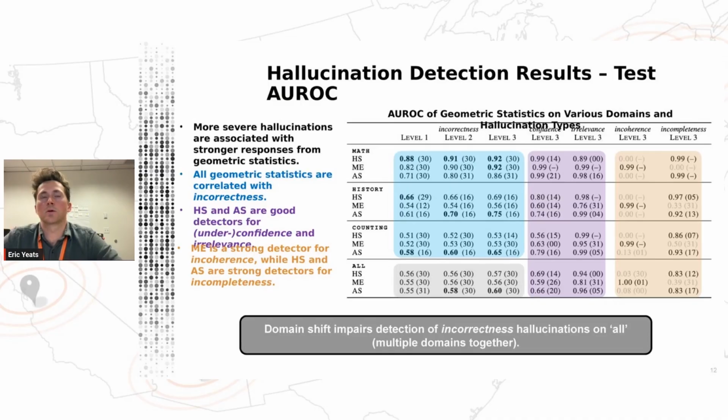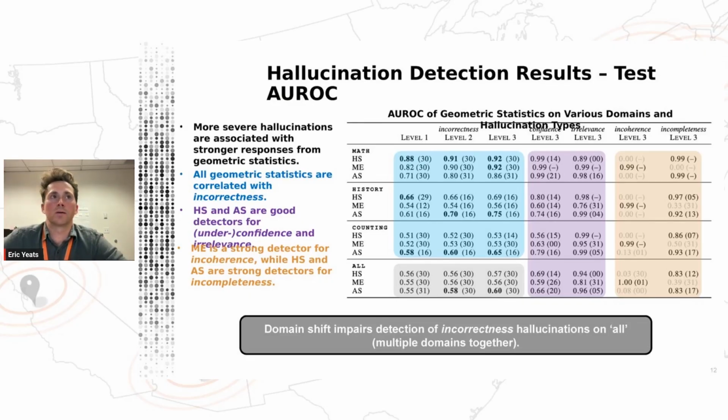If we focus on the purple part of the table, then we find that hidden score and attention score are good detectors for underconfidence and irrelevance. But for incoherence and incompleteness, which are in the orange part of the chart, we see that matrix entropy is a strong detector for incoherence, while hidden score and attention score are strong detectors for incompleteness.